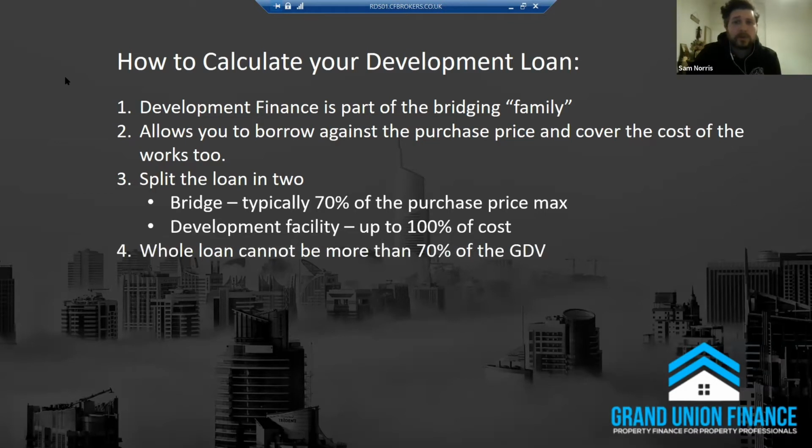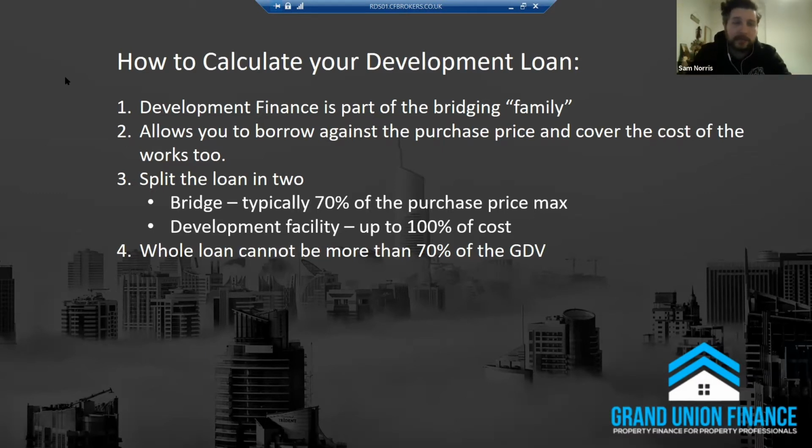So when I was talking about the loan to GDV, the whole loan cannot exceed more than 70% of the GDV. So again, if the GDV, just to keep things simple, was £1 million, the total loan facility, including both of those sections, cannot exceed more than £700,000, because that's 70% of the GDV.